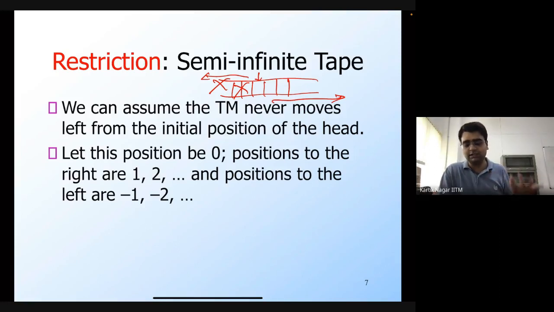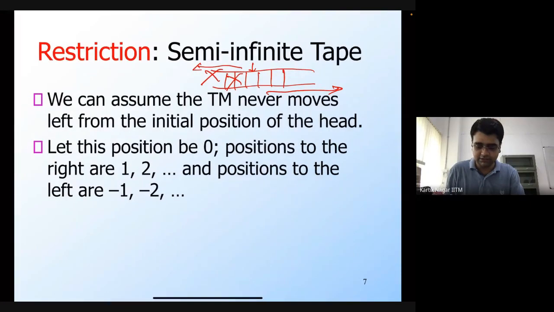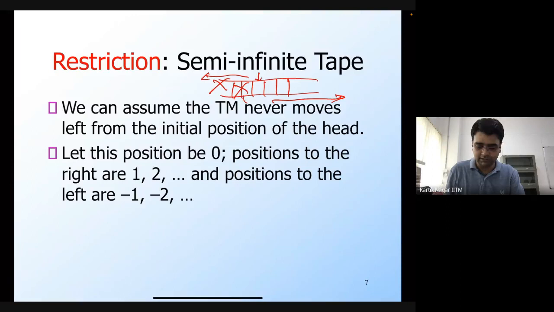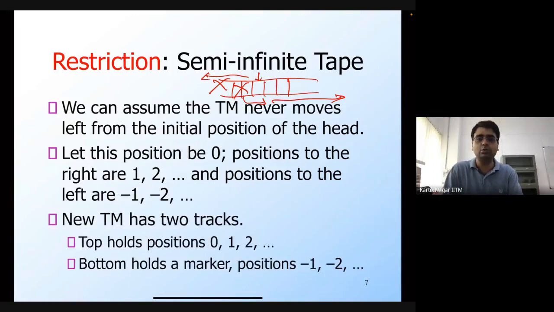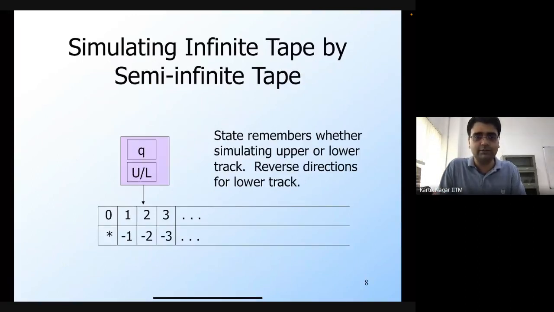So now, how do we simulate an infinite tape, which is infinite in both directions, using a semi-infinite tape? What we'll do is basically bend the tape. You bend the left side of the input symbol, and what you get is a tape with two tracks. The new TM is going to have two tracks, and the top track is going to hold the positions 0, 1, 2, and so on, and the bottom track first is going to hold a marker, and then it's going to hold the positions -1, -2, and so on. Here is the diagrammatic representation of this.